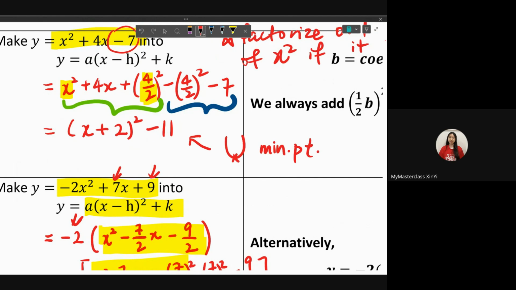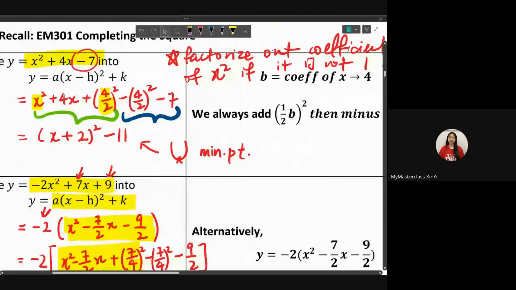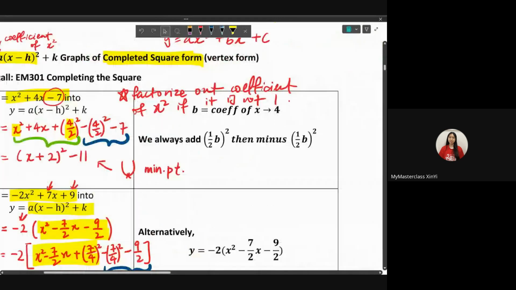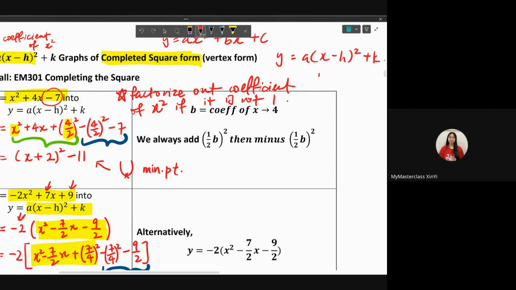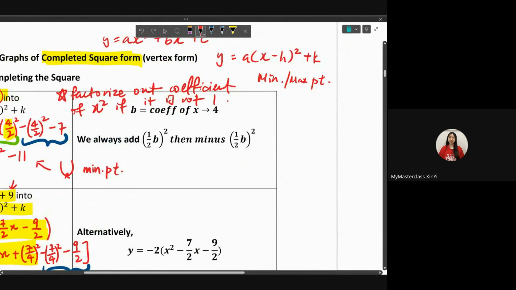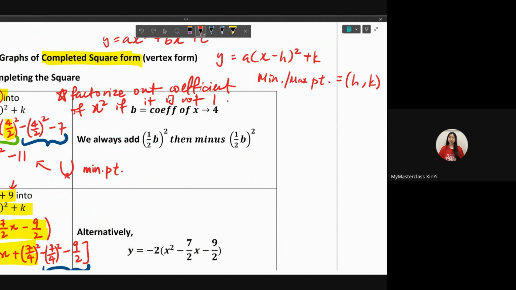Recap. For your completed square form, your minimum point, in this form of y equals a(x minus h) squared plus k, your minimum or maximum point is going to be your h and your k value.